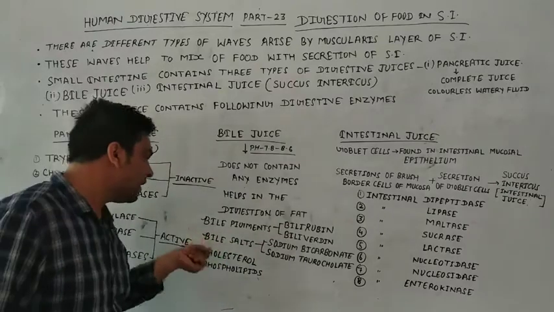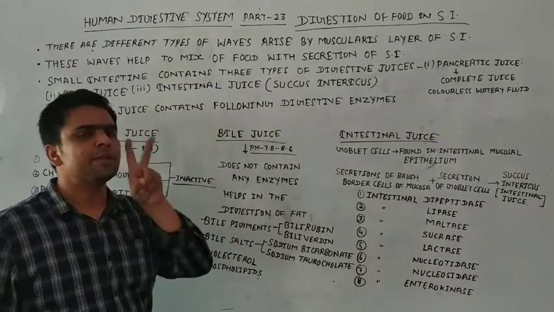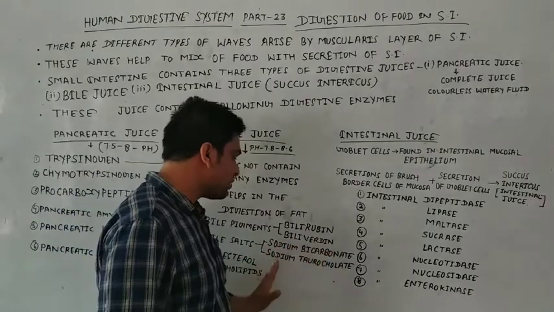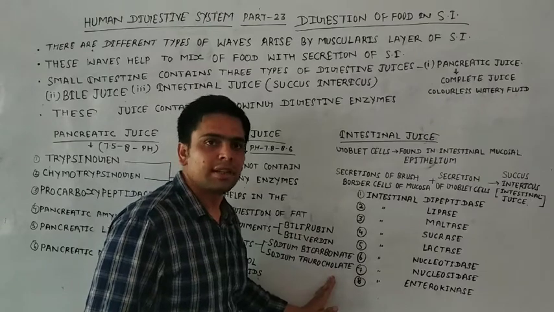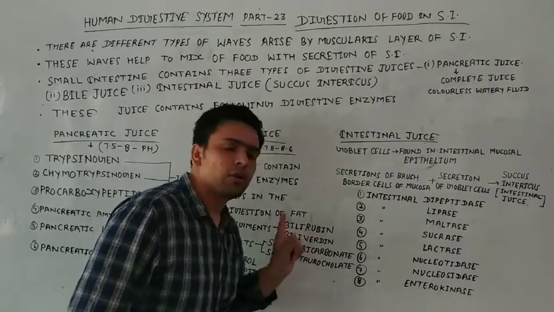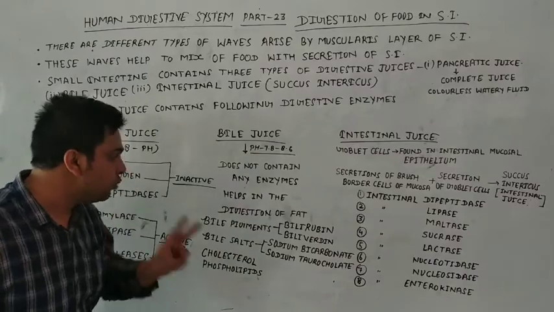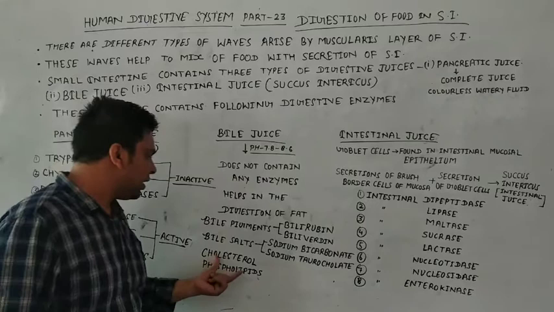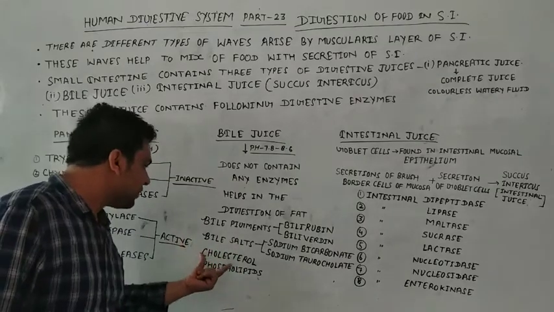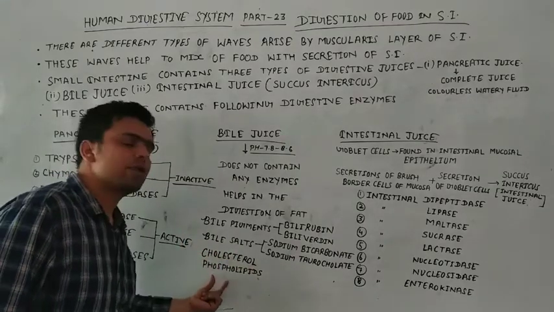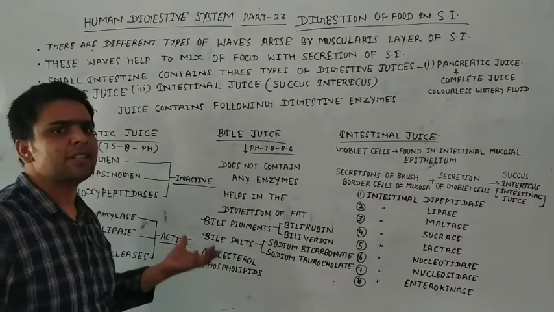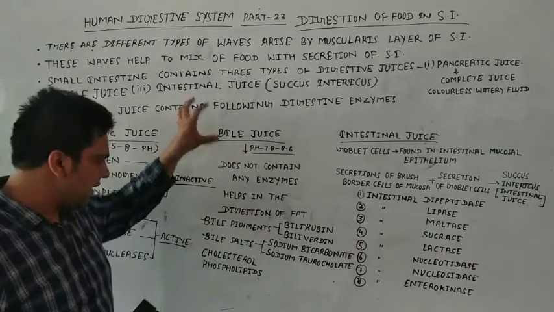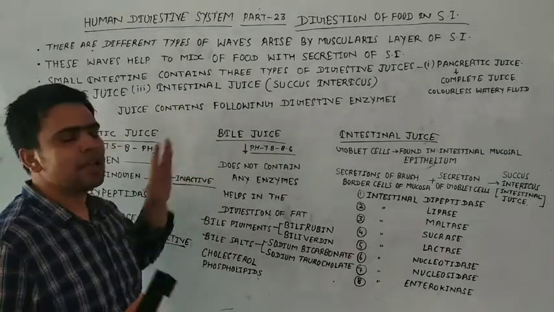Come to the next component, known as bile salts. Two types of special salts are found in our bile juice: sodium bicarbonate and sodium taurocholate. Clear, students? Besides these, it contains some amount of cholesterol and phospholipids. So this is the whole composition of bile juice.